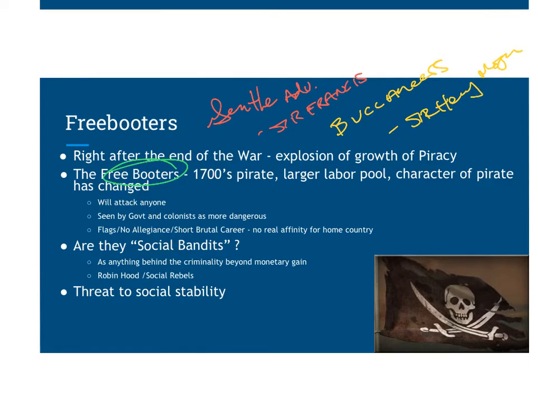Now, you'll notice there the whole sirs, right? But these groups were the precursors to the freebooters, and the freebooter is what we think of when we think of out-and-out pirates and guys sailing under the black flag. So 1700s pirates, right, large labor pool after the war, and the character of these guys was going to be drastically different than what we had seen with the gentlemen adventurers or the buccaneers. The biggest difference is right here.